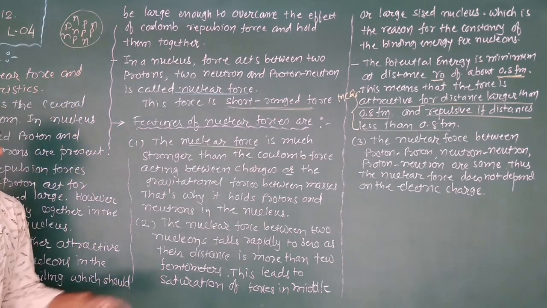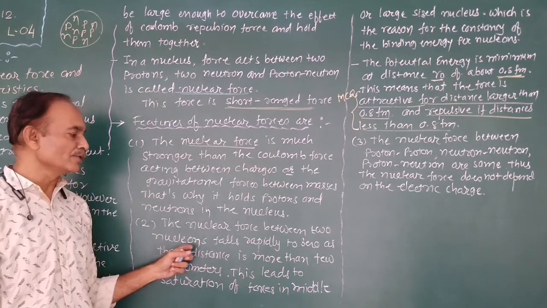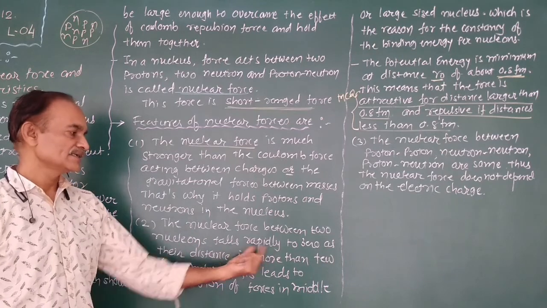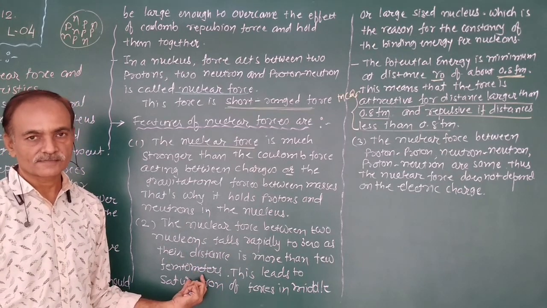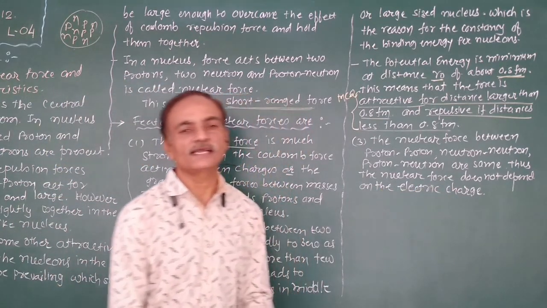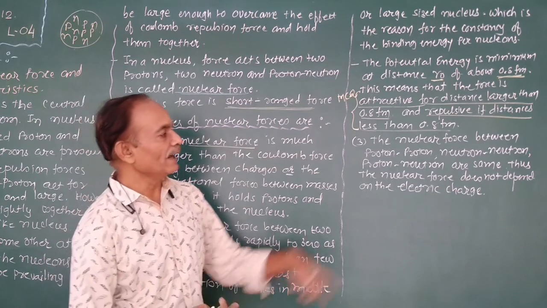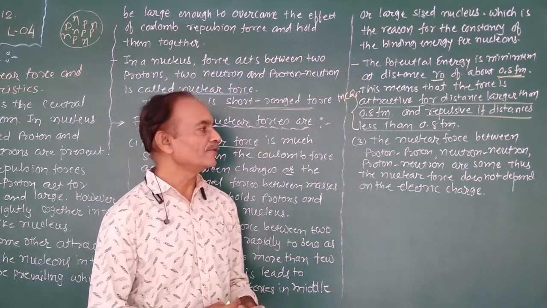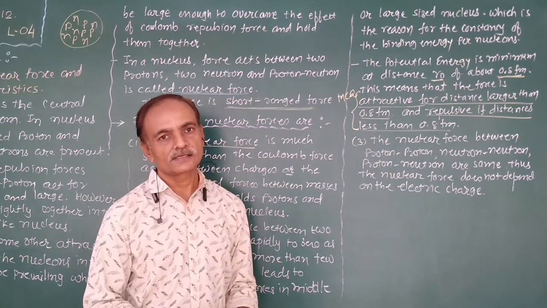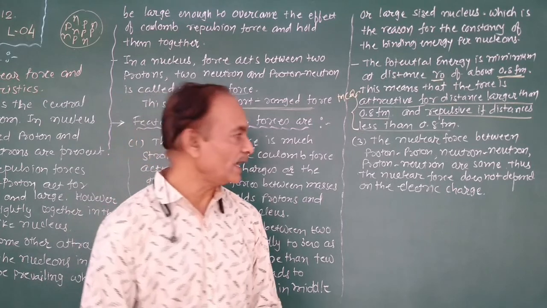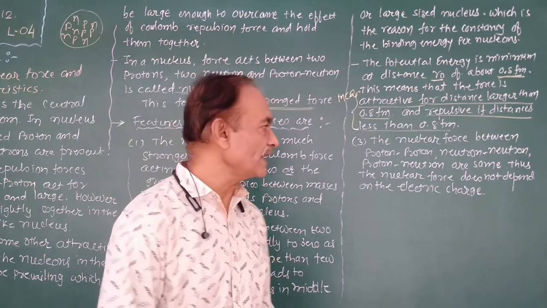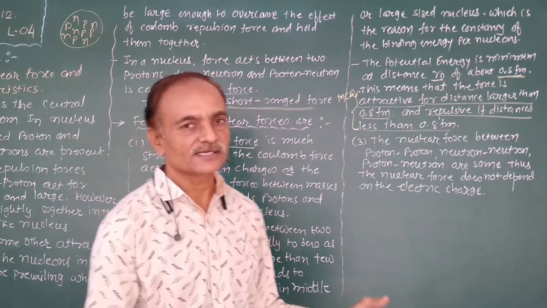Second is that the nuclear force between two nucleons falls rapidly to zero as the distance increases beyond a few femtometers. And third is that the nuclear force is independent of the electric charge. The nuclear force between proton-proton, neutron-neutron, and proton-neutron is the same. There is no difference between the proton and neutron for this nuclear force. Therefore, proton and neutron are commonly known as the nucleon. Clear?